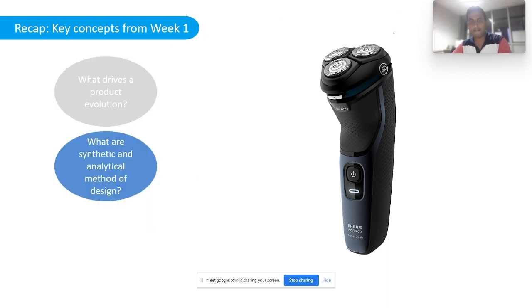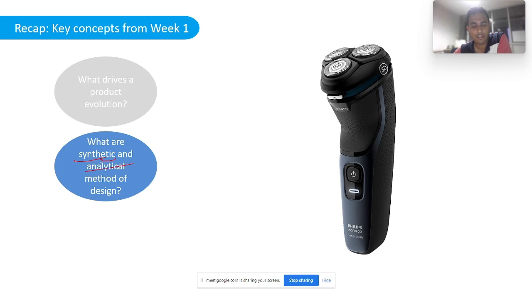Okay. So you might have come across these two terminologies, synthetic and analytical method of design, in the first week lecture videos. Do you remember what these are? I went through that part, synthetic and analytical, but I do not exactly recall it right now.